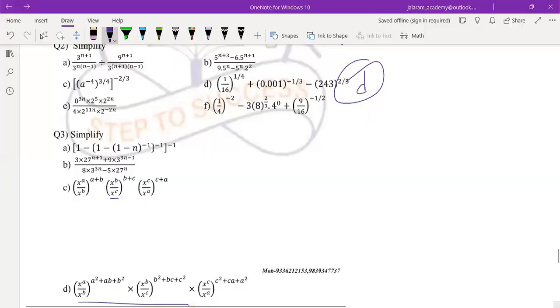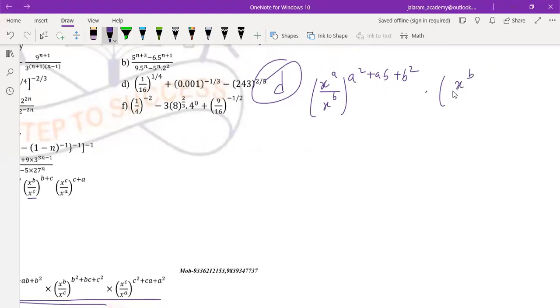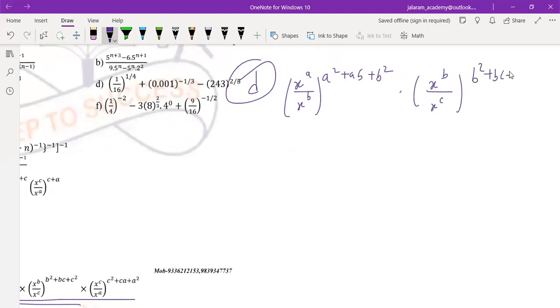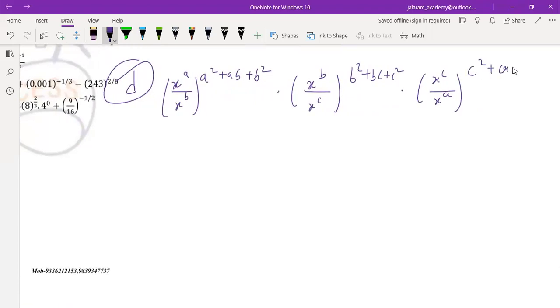Yes, sir. So in this question number 3D, (x^a / x^b)^(a² + ab + b²) × (x^b / x^c)^(b² + bc + c²) × (x^c / x^a)^(c² + ca + a²). Very important question. So it is (x^(a−b))^(a² + ab + b²), that is, x^a upon x^b, whole to the power a² + ab + b².